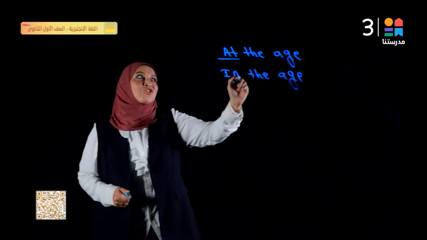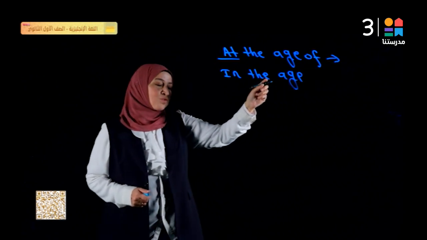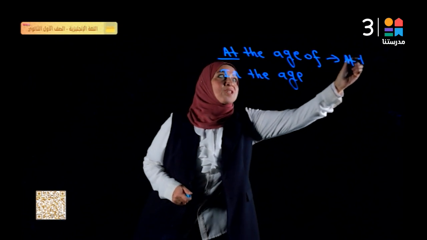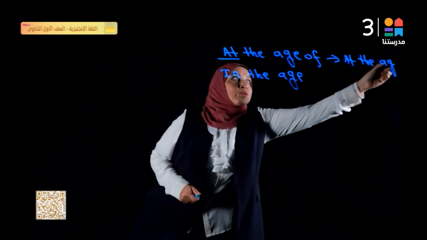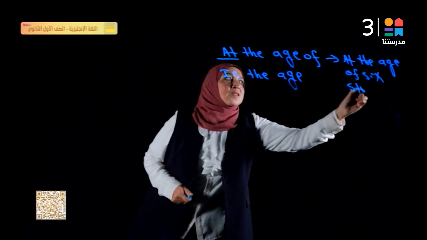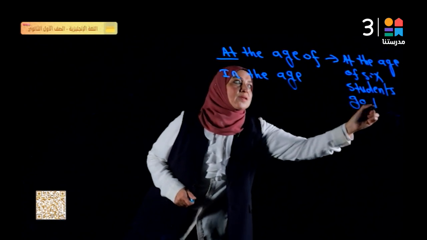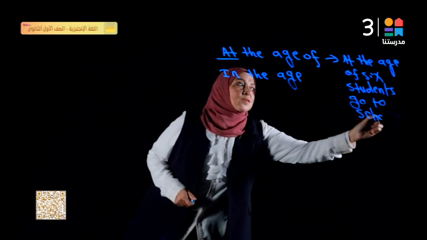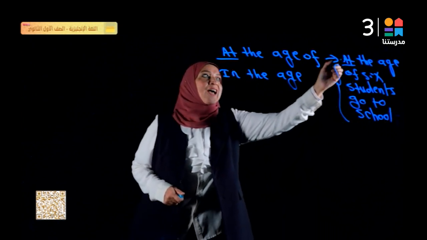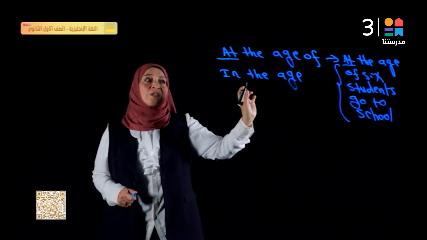What I say at the age of, it means the age of a person. So we can say at the age of 6 students go to school. So here we say at the age. At the age means when they are 6. At the age of 6 means when they are 6.